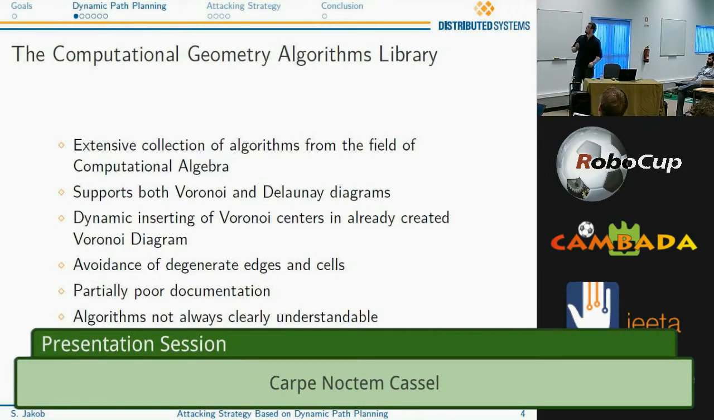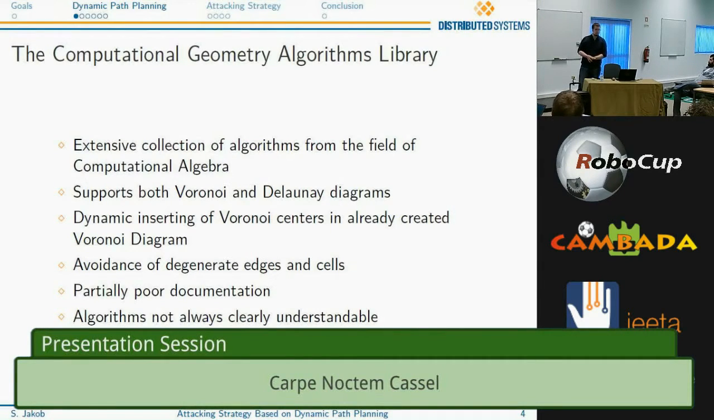So the base of our path planning approach is the Computational Geometry Algorithms Library, in short CGAL, which is an extensive collection of algorithms from the field of computational algebra. Important is that it supports both a Voronoi and a Delaunay diagram, which are the mathematical base for our path planner. Another feature is that it supports dynamic inserting of Voronoi centers in an already created Voronoi diagram, which can be used to influence the path planning.